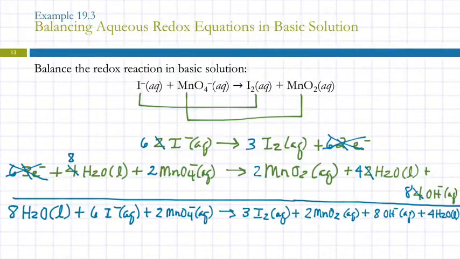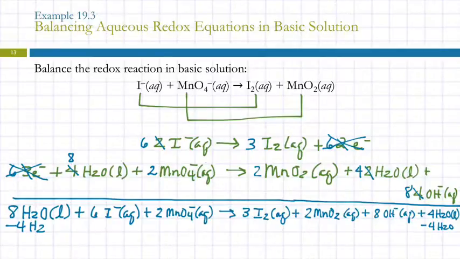It's a pain, but you could go through that and check and make sure, yeah, it's balanced. I've got 8 water molecules over here, and I've got 4 water molecules over here. That's kind of sloppy. So what if I subtract 4 water molecules from each side? Is that going to affect the balance? No, because I'm doing the same thing to both sides.